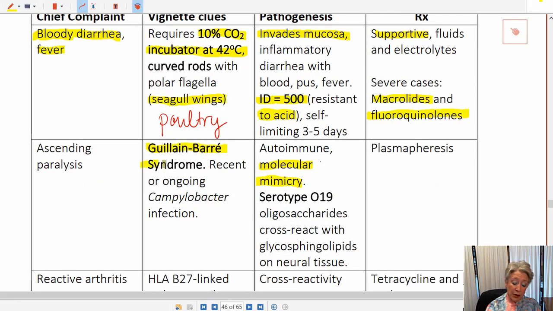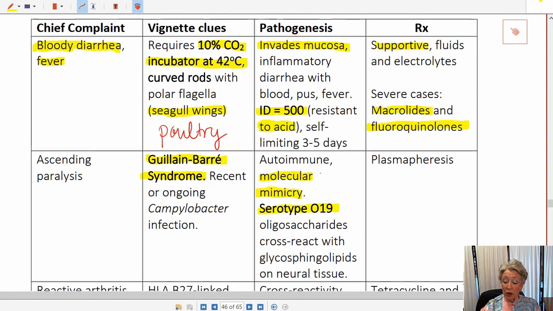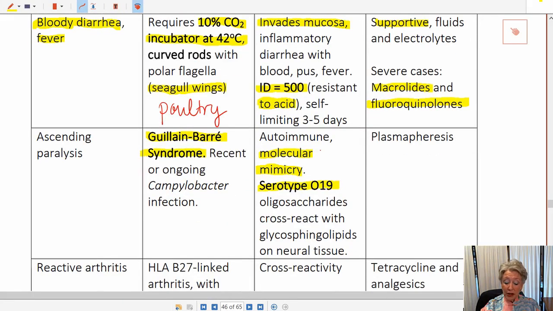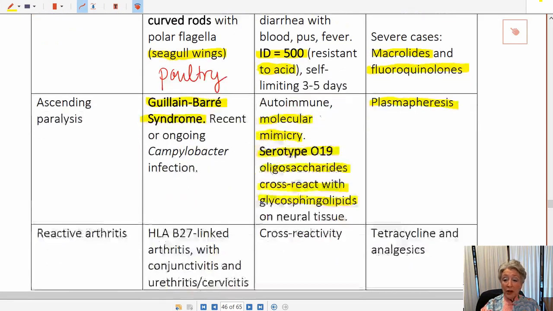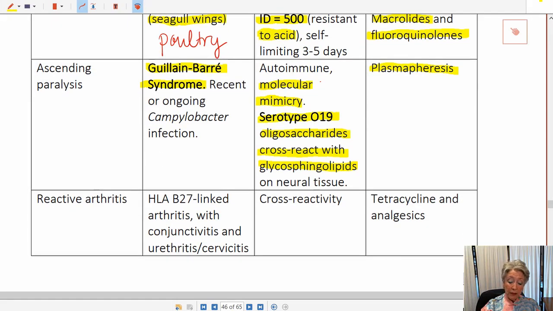Guillain-Barré syndrome, remember that this is because of the fact that the envelope type 19, O19 serotype, has oligosaccharides which cross-react with your glycosphingolipids. And so the antibodies that are produced against the O19 serotype will then cause an activation against your own neural tissue. The way we deal with this is plasmapheresis. You try to get rid of those antibodies in order to get rid of the problem.